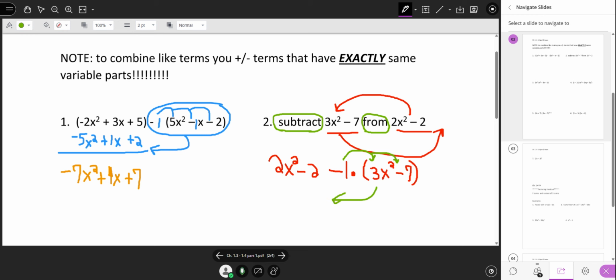So minus a positive is minus. Minus a minus is plus. Two minus three is minus one. A leather jacket and a leather jacket is still a leather jacket. 7 minus 2 is plus 5.